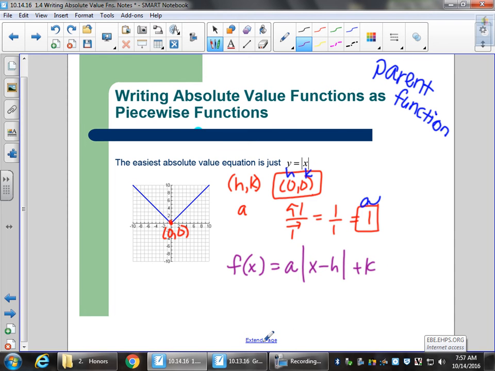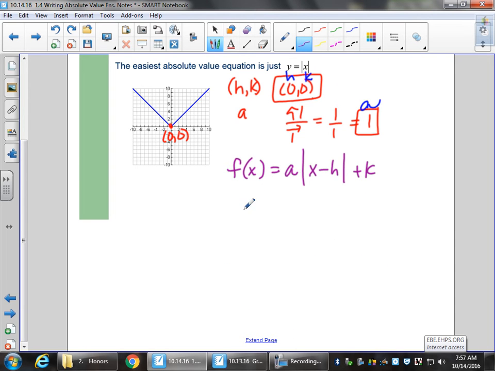So if we were to fill in the information we just identified, this would become f of x equals, do I need to write the 1? I could. Your choice. For the sake of detail, we will for a moment. But what would all of that simplify to? Yeah, we said we don't need to write the 1, and then x minus 0 is just x.